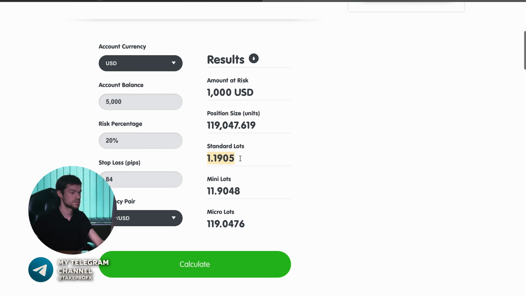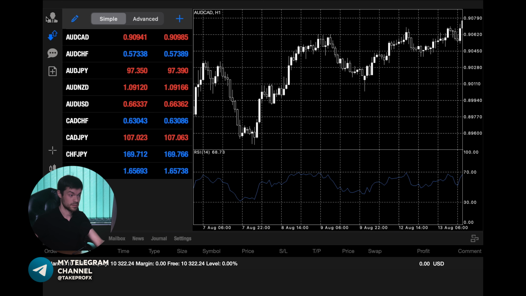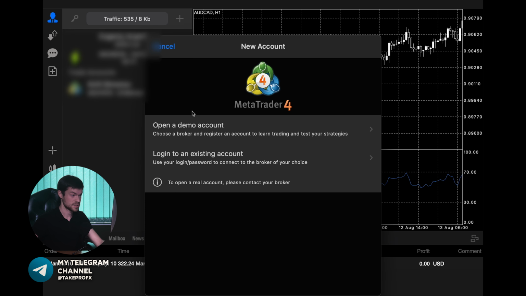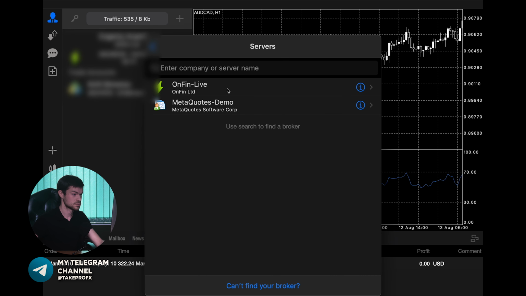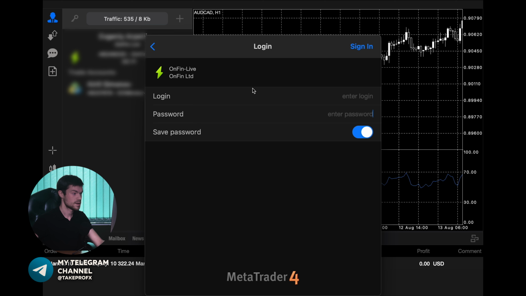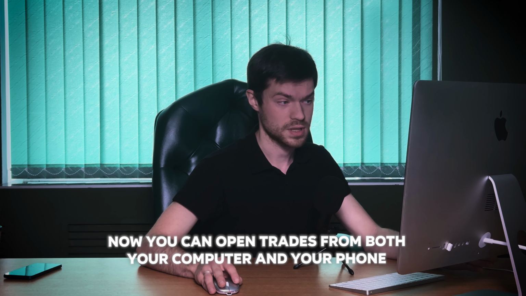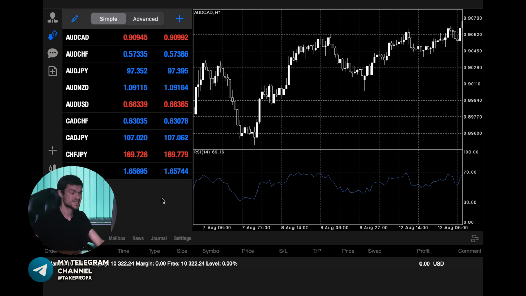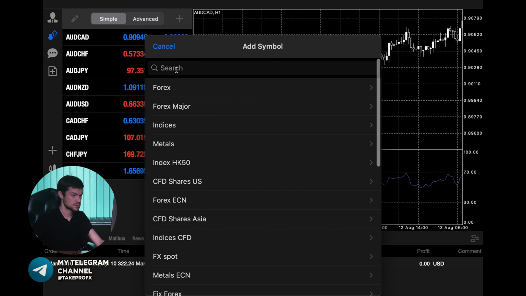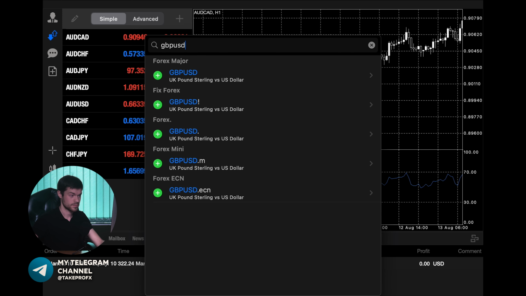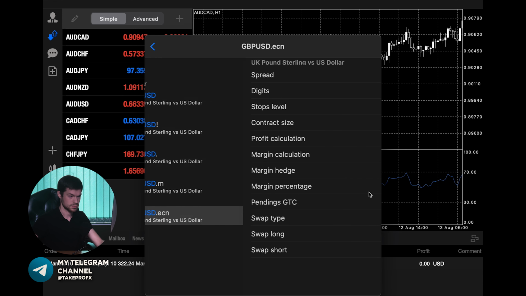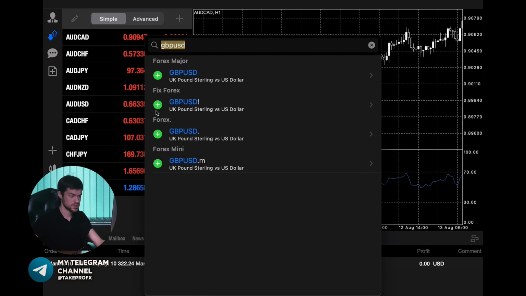Ordinarily we take the position size as 1.19. Then we open the MetaTrader 4 app and authorize our broker's account. So we enter the server, then search for a login and password. Then we can open trades even from a phone or from the online terminal of our broker. Next we will need to switch to this asset. For this we just write its name. I trade on this account, so I just add this account to myself.